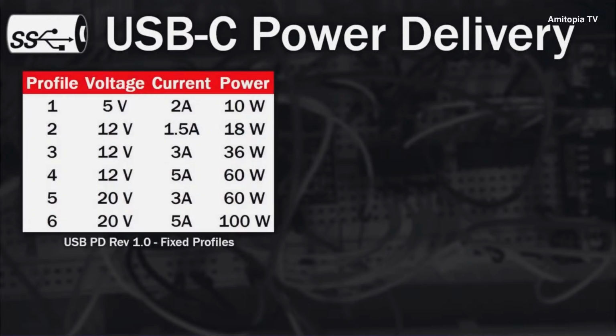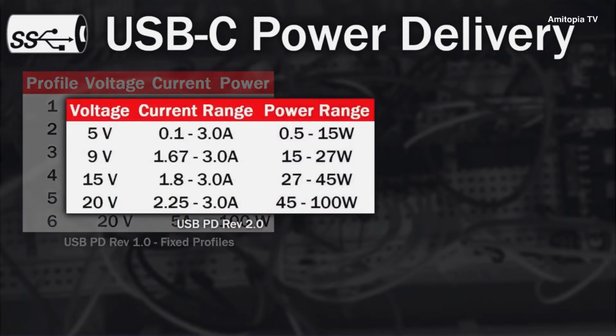Now there are several revisions to this specification. The first revision allowed for 5 volts, 12 volts and 20 volts at different power levels. These profiles were fixed and could not change. The second revision changed this to 5 volts, 9 volts, 15 and 20, dropping the 12 volts. And the device can support multiple revisions of the standard.